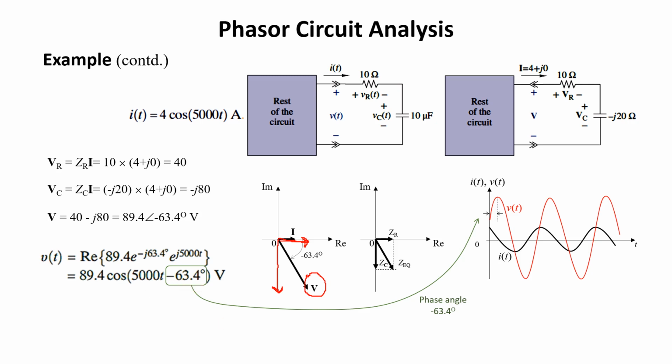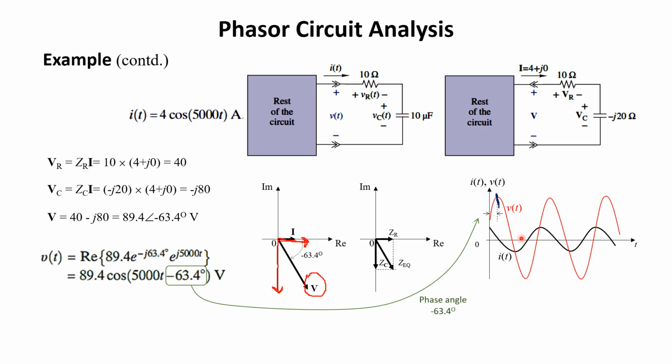60.4. If we assume zero phase angle, it is only 89.4 cosine 5000t, and it should start from here. Due to the phase angle over here, the origin has been shifted towards the negative side by an amount minus 63.4, and this is our phi. So this is the time domain representation.